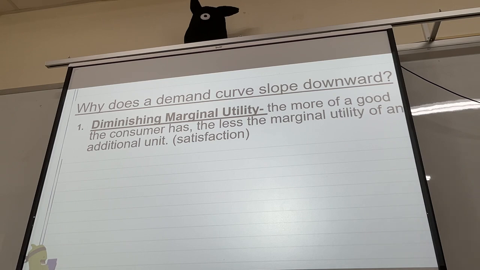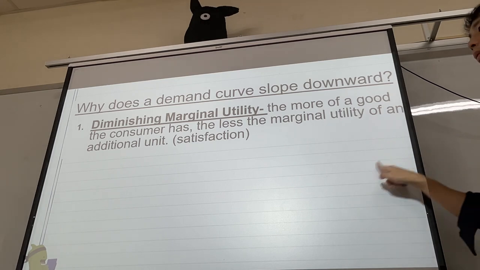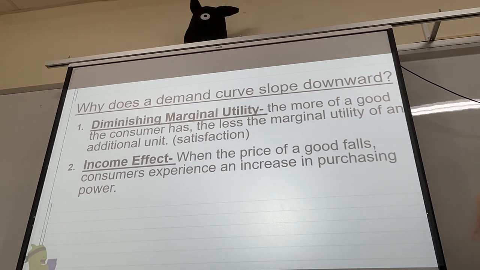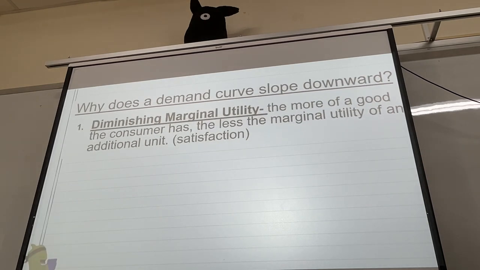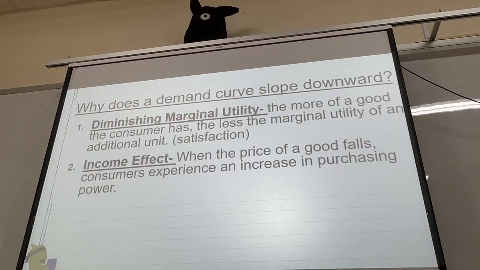Number two, income effect. Easy concept. If you are rich, would you buy more? Yes. If you are not rich, then you will buy less. Income effect: when the price of a good falls, the consumer experiences an increase in purchasing power. Okay, the income effect basically means this.